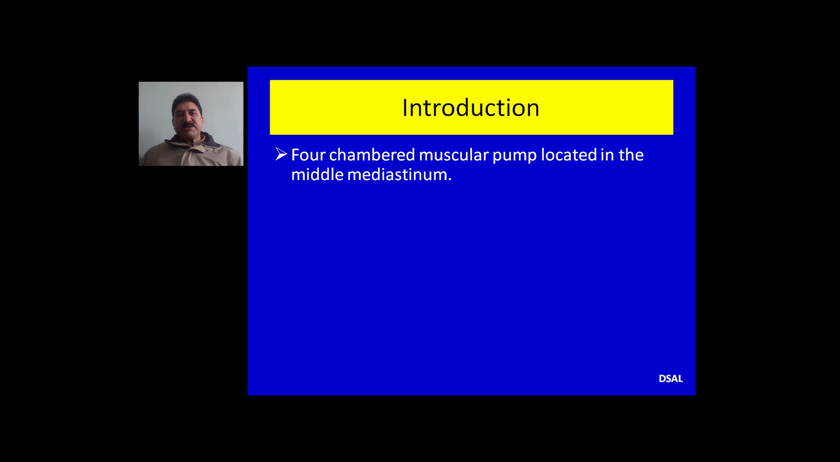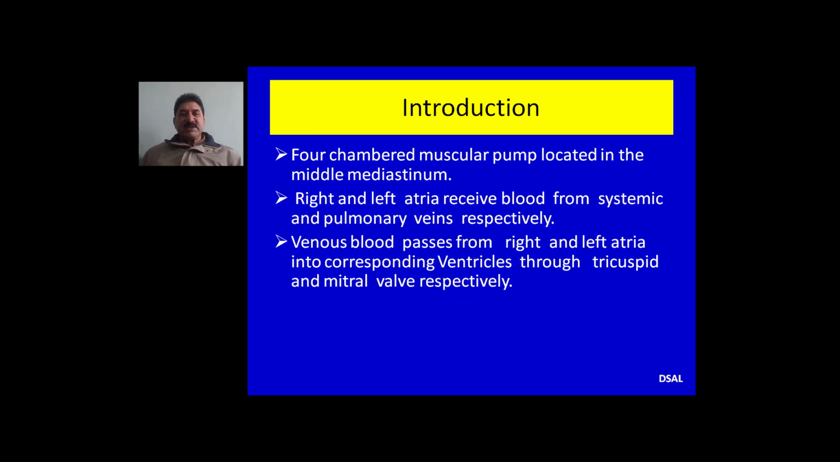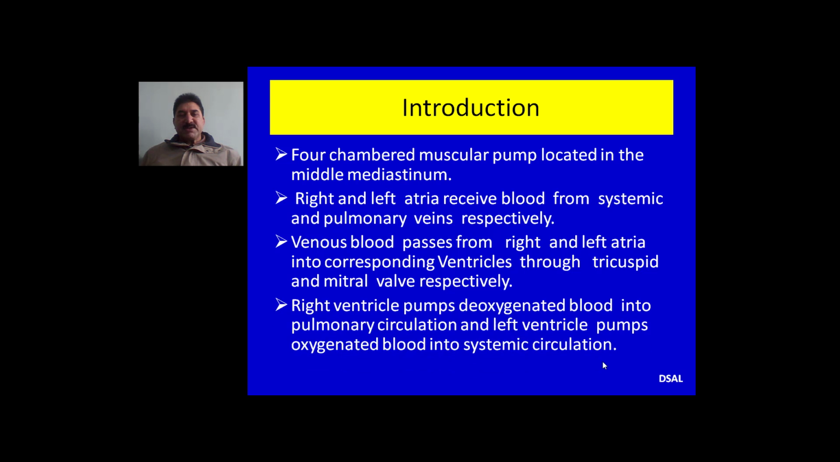The heart is a four-chambered muscular pump located in the middle mediastinum. The right and left atria receive blood from the systemic and pulmonary veins respectively. Venous blood passes from the right and left atria into the corresponding ventricles through the tricuspid and mitral valve respectively. The right ventricle pumps deoxygenated blood into the pulmonary circulation and the left ventricle pumps oxygenated blood into the systemic circulation.